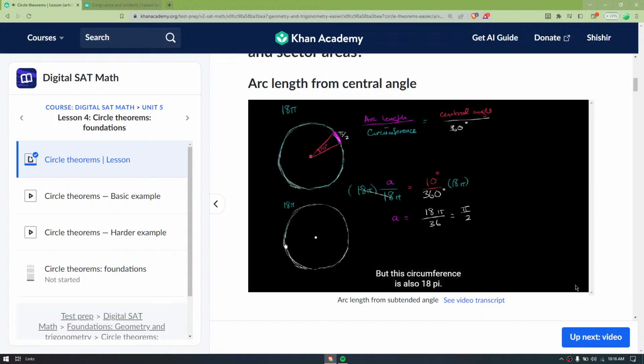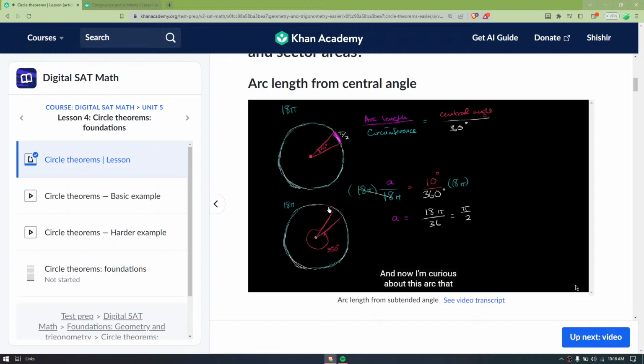But this circumference is also 18 pi. So this is also 18 pi. But now I'm going to make the central angle an obtuse angle. So the central angle now, let's say we were to start right over here. This is one side of the angle. I'm going to make a 350 degree angle. So I'm going to go all the way around like that. So this right over here is a 350 degree angle.